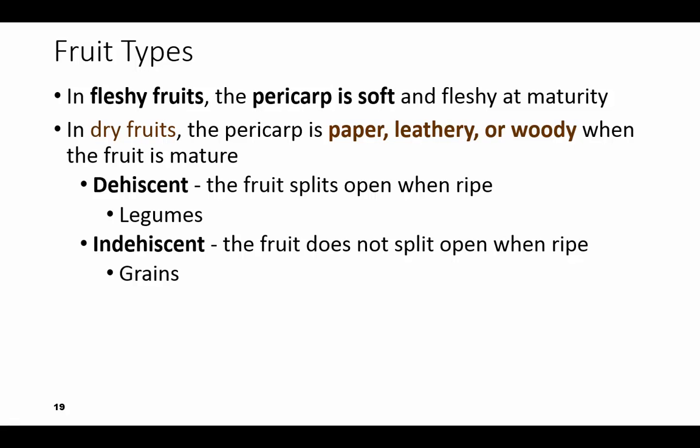In your fleshy fruits, the pericarp is soft and fleshy. In your dry fruits, it's going to be papery or woody or leathery. There are two types of dry fruits. There's the dehiscent, where the fruit splits open when it's ripe. You see this in legumes. And indehiscent, where it doesn't split open, like the grains have.